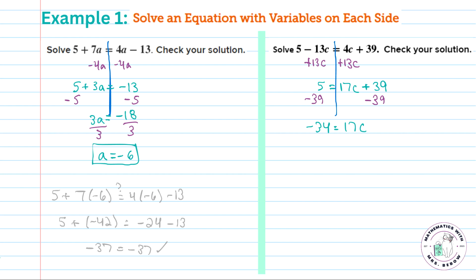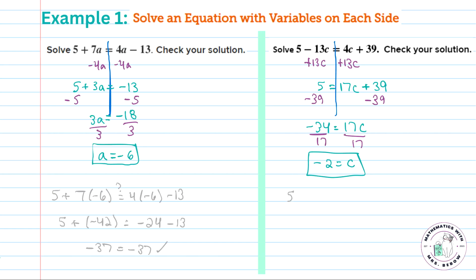And then our last step is to divide. So we're going to divide both sides by 17. And then we get an answer of negative 2. So negative 2 equals c. Just like the previous question, we're going to take a moment just to double check that this is actually correct. It's a really good practice to get into, especially on an assessment. Just take a moment and double check that you've actually done all your steps correctly.